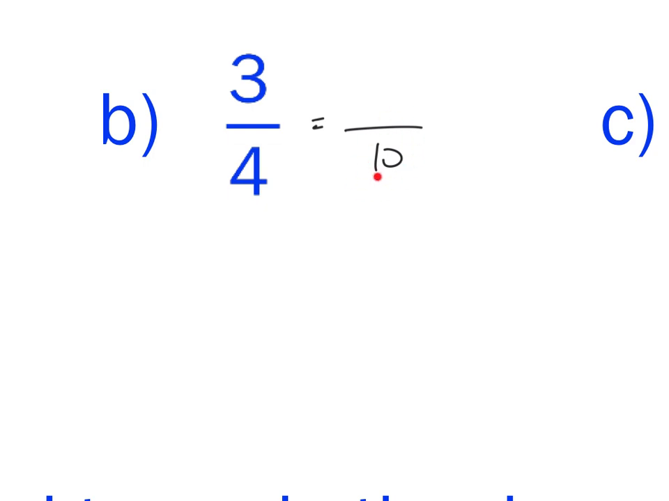If 10 won't work, let's think about maybe 100. We want it to be like 10, 100, or 1,000, so it's easy to turn it into a decimal. So now we ask this question: how many 4s are in 100? It's 25. So 4 times 25 is 100. What's 3 times 25? 75. So 3 out of 4 as a decimal would be what? 0.75.